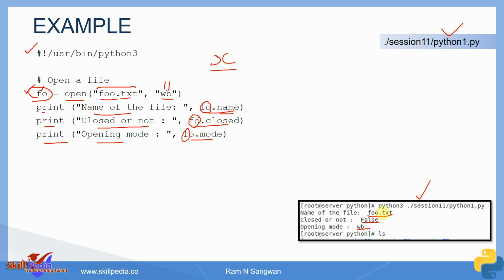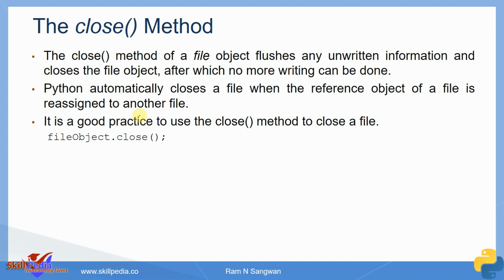Quite straightforward, easy topic. The close method of a file object flushes any unwritten information and closes the file object, after which no more writing can be done. Python automatically closes a file when the reference object of a file is reassigned to another file.